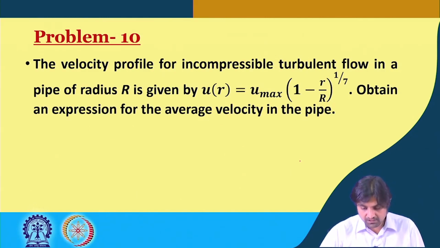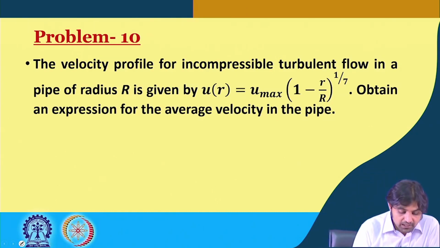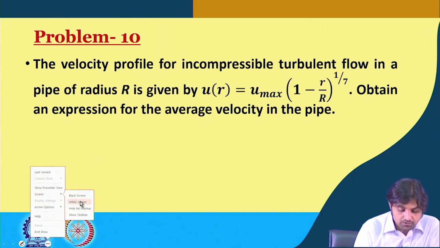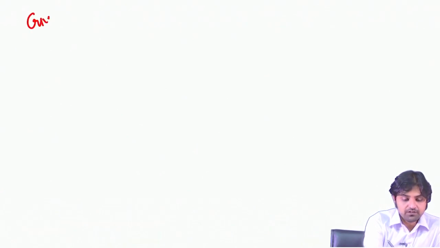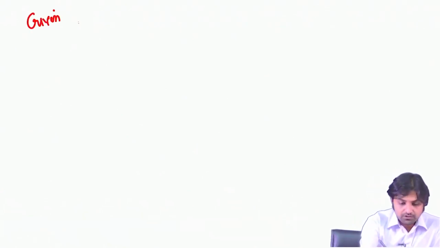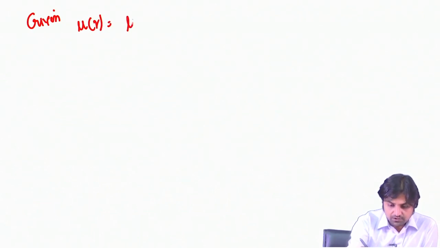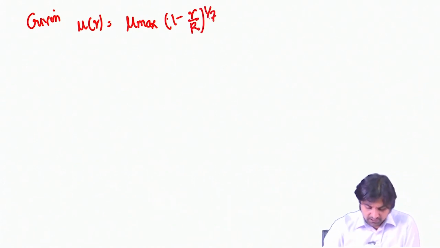So, how to attack these types of problems? You can be given any such profile and you should follow the same procedure as I am going to do now, so that you are able to calculate the average velocity in the pipe. So, how to do that? We simply go to the white screen and we write: given, u of r is u max into 1 minus r by R to the power 1 by 7.